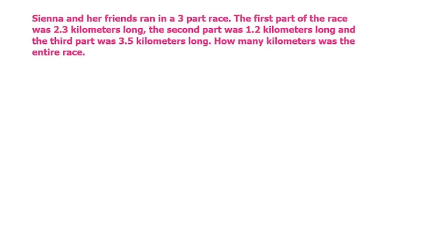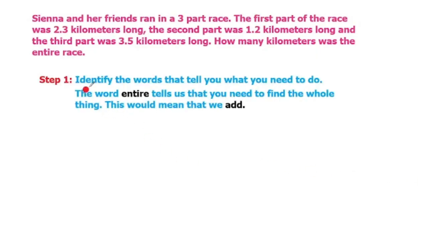So the first thing to do is not get intimidated by all these words. You just have to break it down and look at the words. And the first step is identify the words that tell you what you need to do. So the word entire, so it says how many kilometers was the entire race, tells us that you would need to find the whole thing. So this would mean that we add. So we would just add all of those decimals together to find the answer, and that would give us how many kilometers the entire race was.